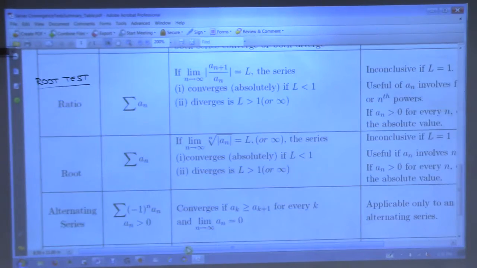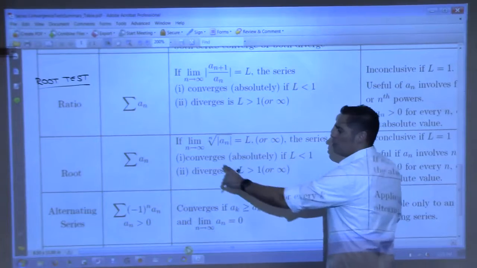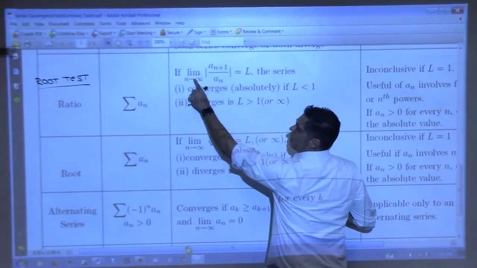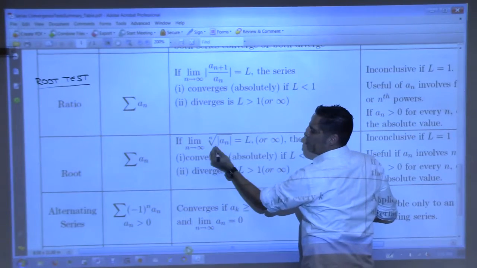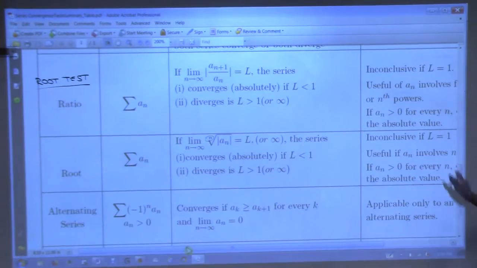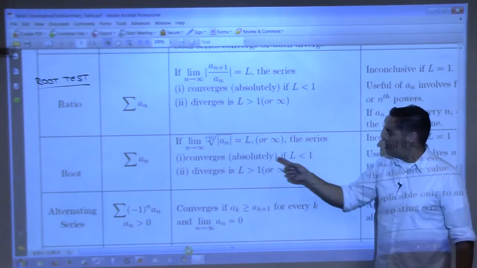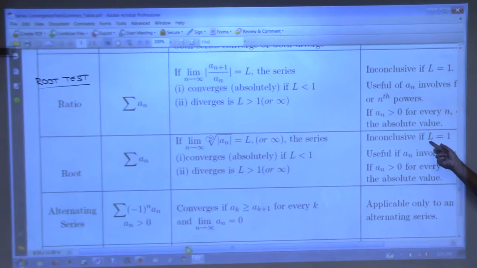The root test is very much like the ratio test. In fact, I'm going to put them right next to one another. It works with any series, and what you're going to do is a limit, just like we did in the ratio test. But instead of doing a ratio, we're going to take the nth root of the absolute value of the sequence. And then it's the same conclusions. If that limit's less than 1, it converges. Greater than 1, it diverges. If it's 1, it's inconclusive. And we usually use this whenever we see nth powers of things.